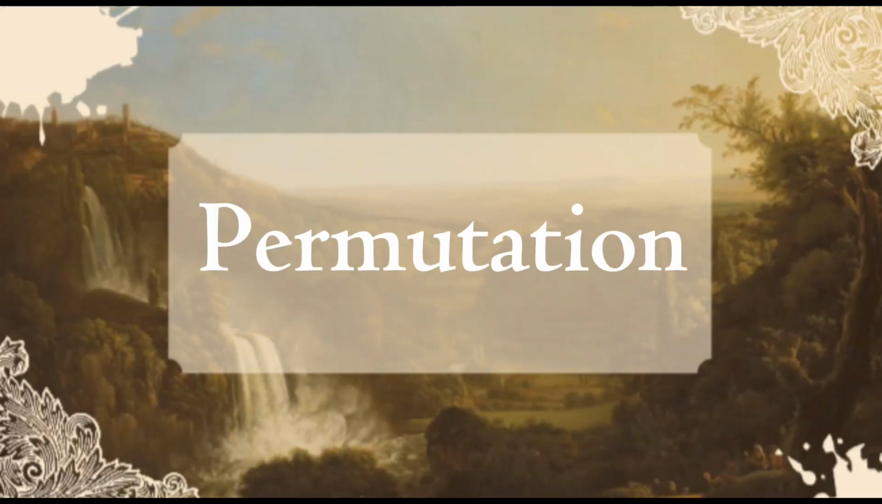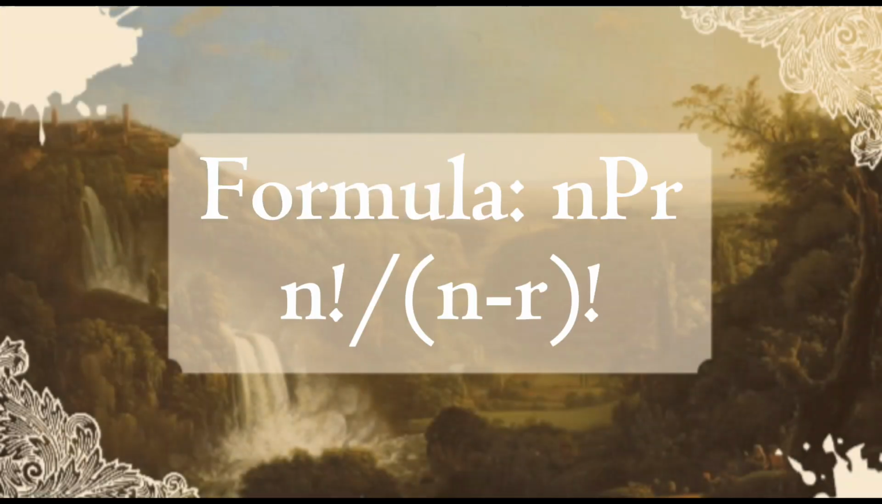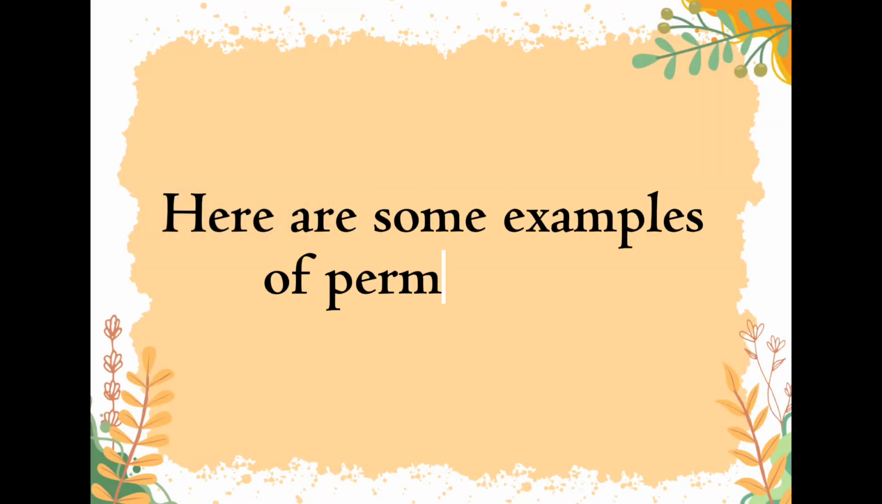Permutation. A permutation is an ordered arrangement or sequence of objects from a set, where the specific order matters. The formula of permutation is nPr, or n factorial over n minus r factorial. Here are some examples of permutation.